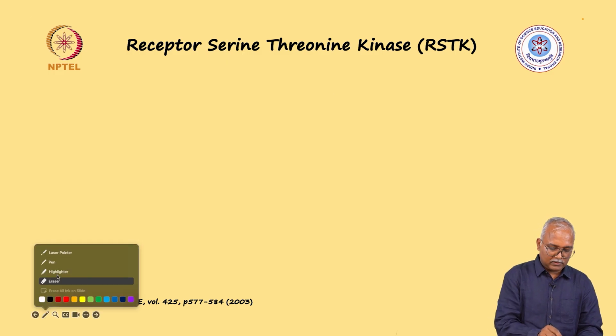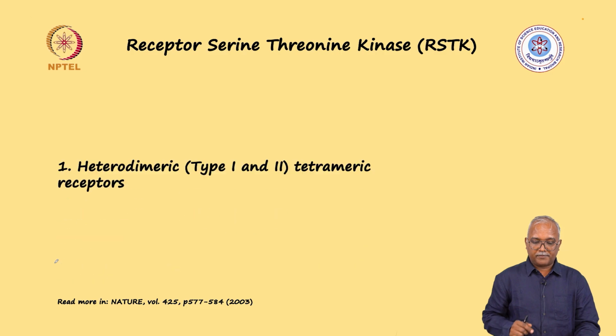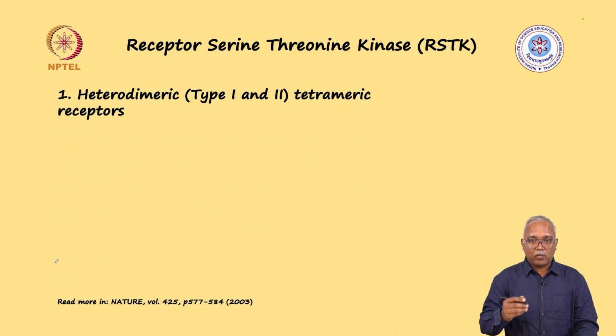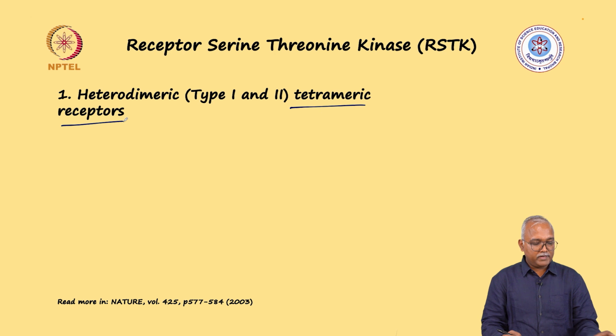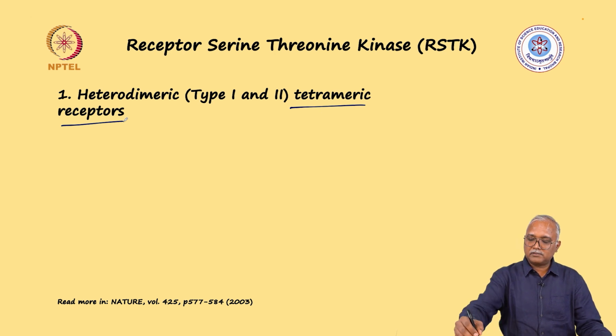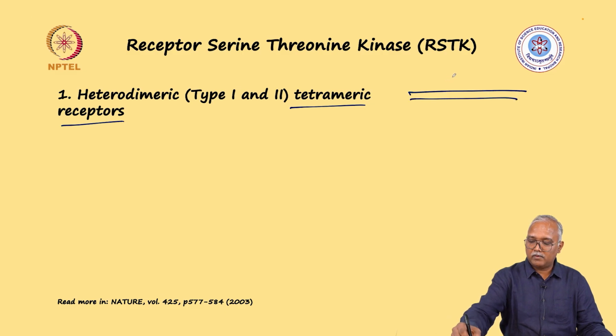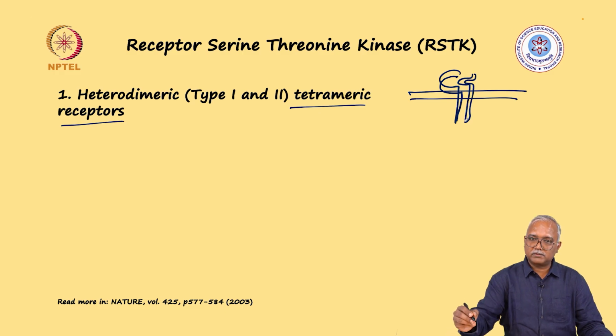So let's see what is the situation in case of animal system. Here one step ahead, not just heterodimeric, but you have a tetrameric assembly of the receptor, which means that you will have receptors which are like this. In the membrane, you will have one set of receptor. If suppose this is one set of receptor, it is present in two copies. The other receptor probably could be of this type and present in two copies.